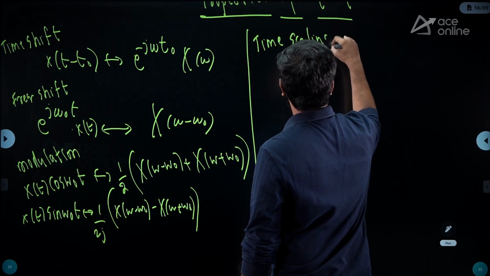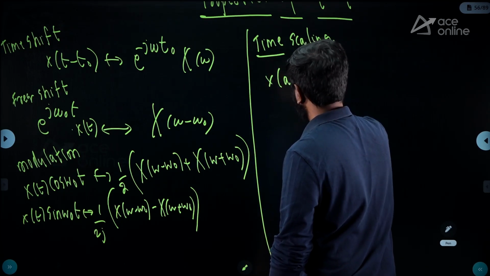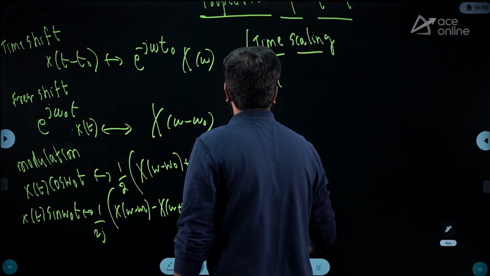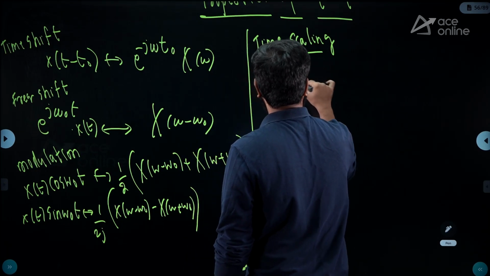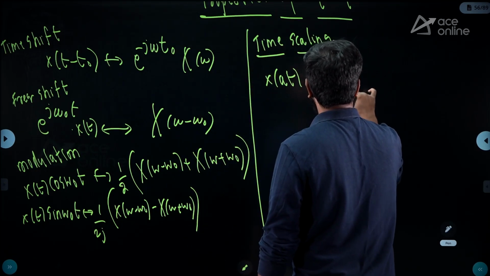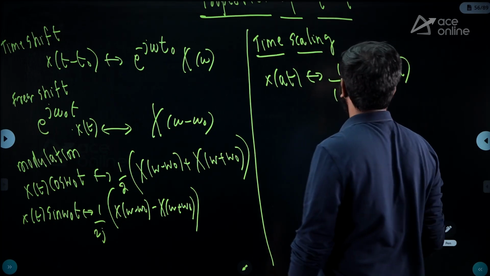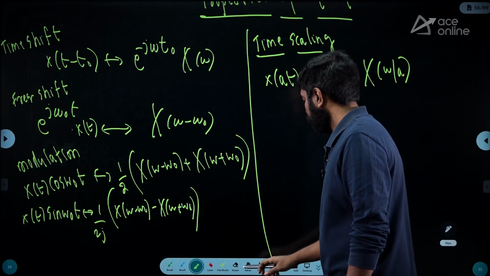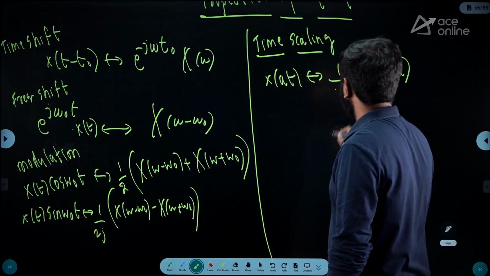According to the time scaling property, x of at has the Fourier transform 1 by modulus of a times X of omega by a. 1 by modulus of a.